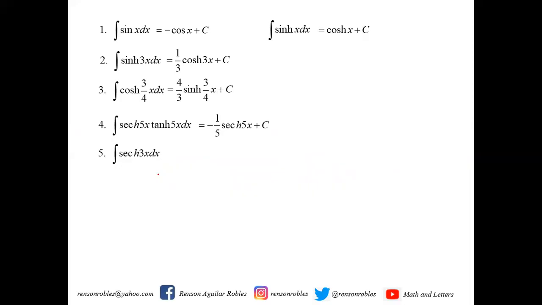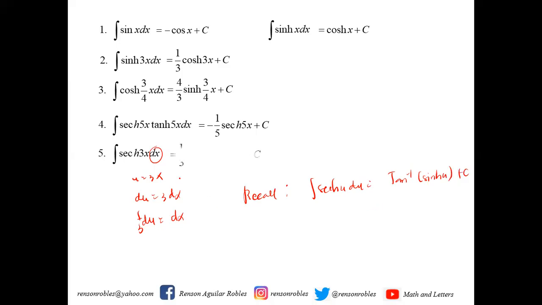Next example. This time we are integrating sech 3x dx. So you know that u is equal to 3x and du is 3 dx. Again, there's only dx here, so 1/3 du equals dx. And we shall recall that the integral of sech u du is equal to arctangent of sinh u plus c. So we can now have 1/3 arctangent of sinh 3x plus c.